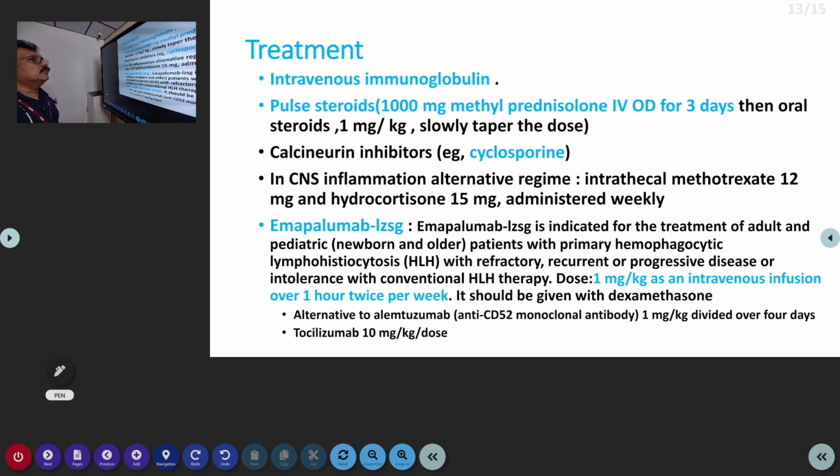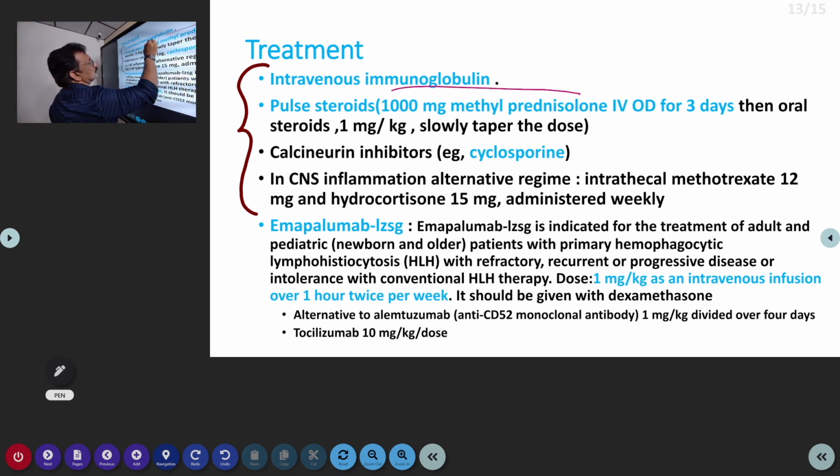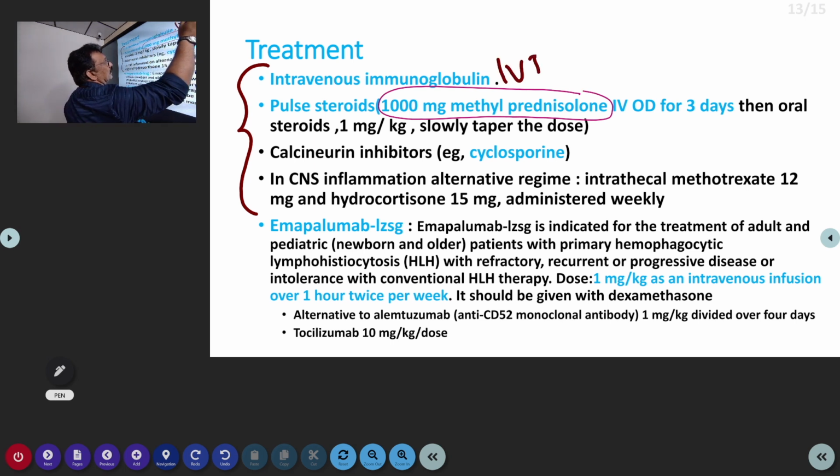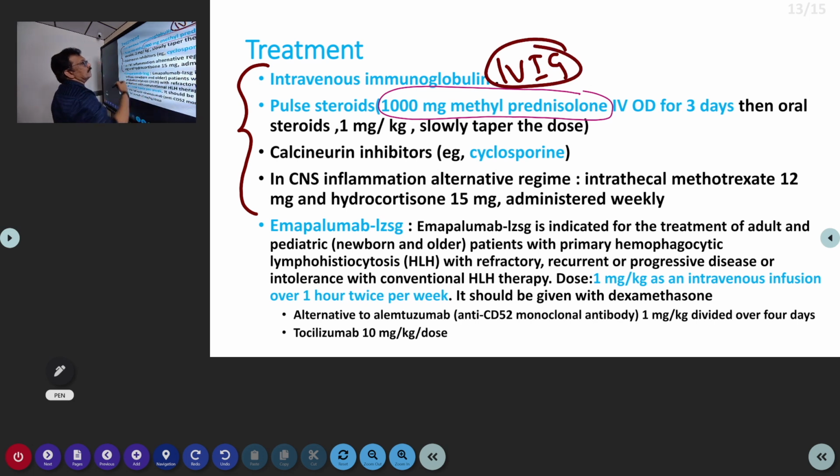Now treatment. Mostly we know that it's an immune-mediated or immune dysregulation syndrome. So like any other immune-mediated disease, we can give intravenous immunoglobulin, pulse steroids, or cyclosporin, or intrathecal methotrexate. All these things are immunomodulators, like you give in SLE or rheumatoid arthritis. There are different types of drugs, but the commonly available drug is methylprednisolone, that is a steroid. Methylprednisolone 1000 milligram you can give as IV, or IVIG can be given. IVIG 2 mg per kg body weight we have to give. So there are newer drugs.